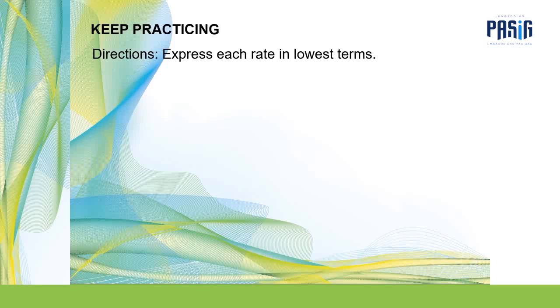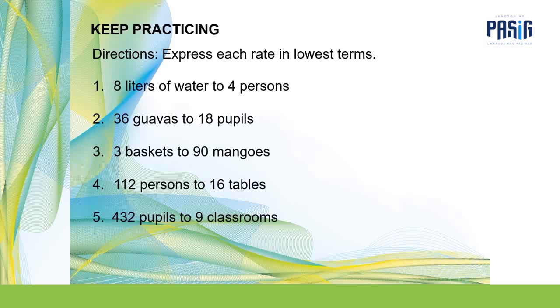Let's move on to the next activity. Keep practicing. Directions. Express each rate in lowest terms. Number 1, 8 liters of water to 4 persons. Number 2, 36 guavas to 18 pupils. 3, baskets to 90 mangoes. 4, 112 persons to 16 tables. And number 5, 432 pupils to 9 classrooms.